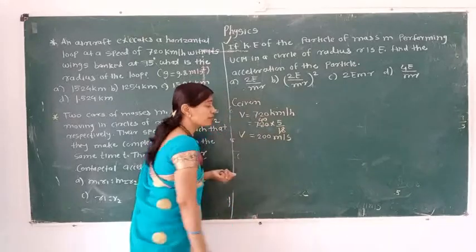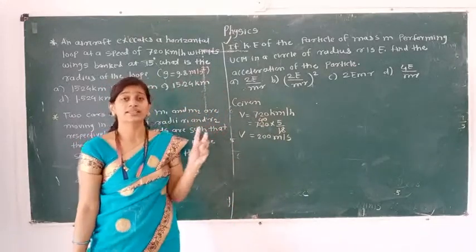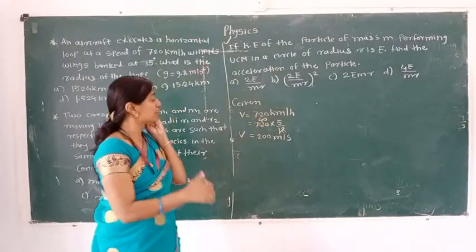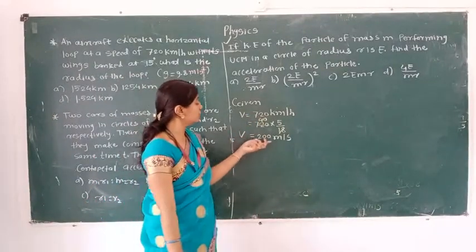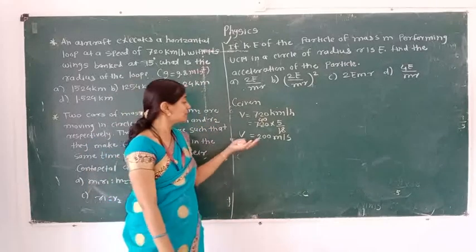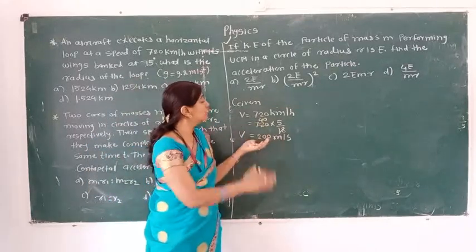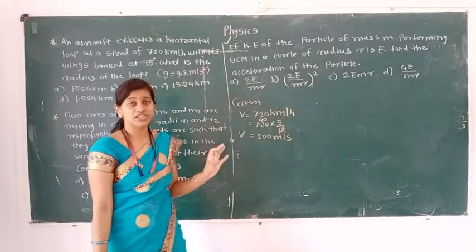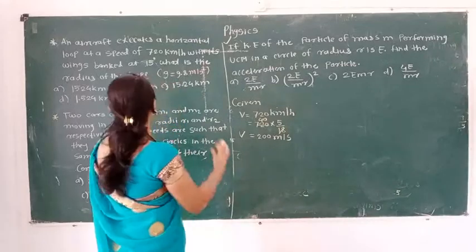Once you know the formula, whenever it is important, you have to use it. Somewhere the velocity is given in kilometer per hour, and then you have to convert it into meter per second. Sometimes if required, you have to convert meter per second into kilometer per hour. Only you change the numerator and denominator. Multiplication will remain as it is. So this is the velocity.